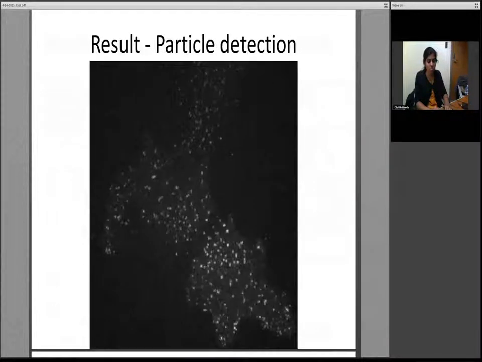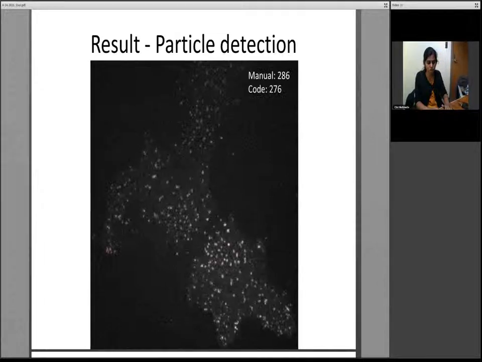So this is an example of a picture which has our protein epsin tagged with a fluorescent probe. And when we applied the algorithm on it, this is the result that we get. So you see that the local maxima are all picked up, and it was pretty close to the manual counting number that we got.